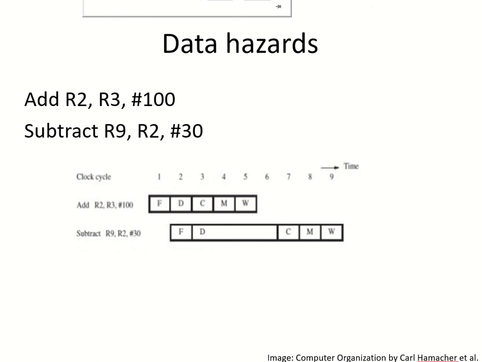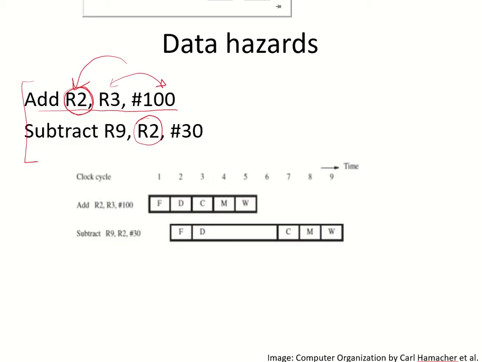So what are data hazards? As explained earlier, data hazards are caused because the correct source operands are not available in a particular instruction. Let us take an example of these two instructions. The first instruction is add R3 with 100 and store the result in register R2. If we see over here, the destination register of the add instruction is a source register of the next instruction.